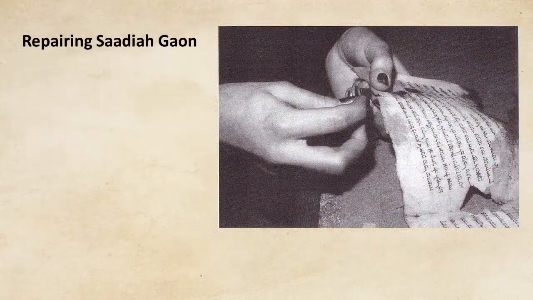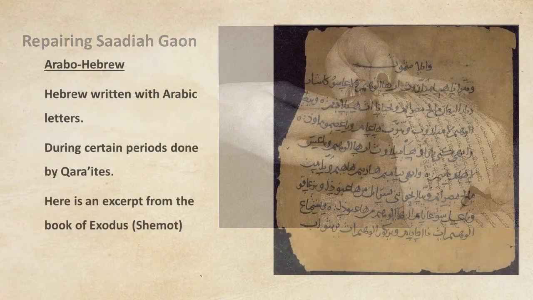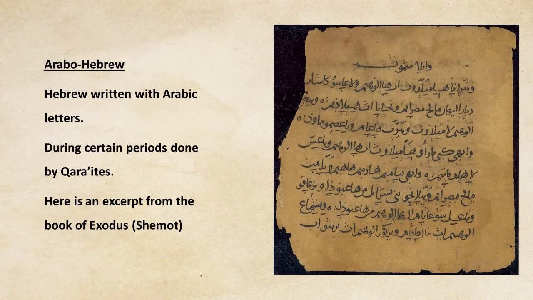Now here is an image of repairing a torn part of something that's written by Sa'adya Gaon. What is Arabo-Hebrew? We have Judeo-Arabic, which is Arabic with Hebrew letters, but this is the opposite. This is Arabo-Hebrew. Read for me, Kevin, what that means. Hebrew written with the Arabic letters during certain periods, done by Karaites.